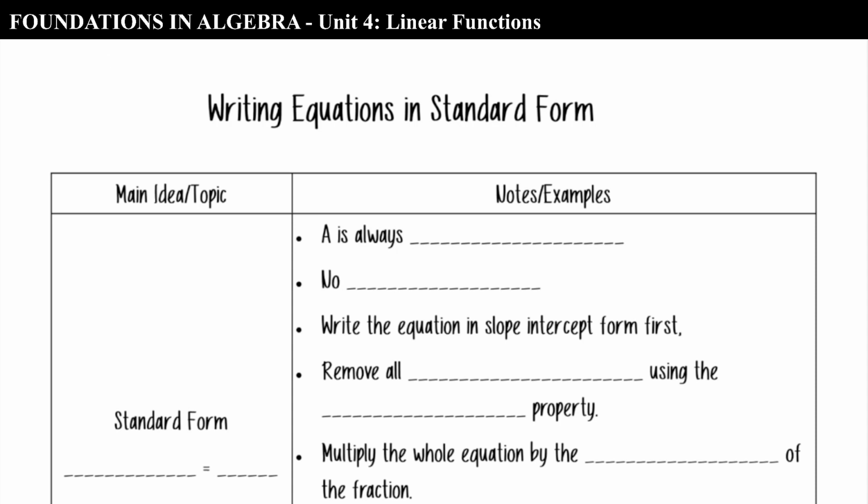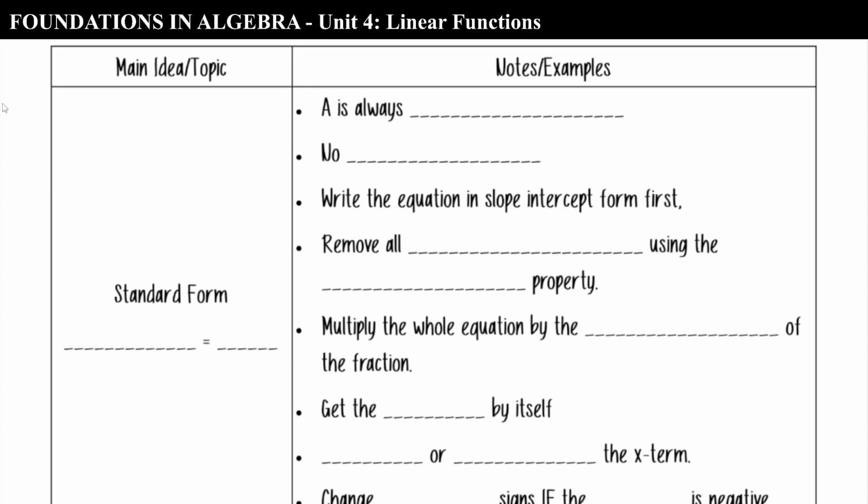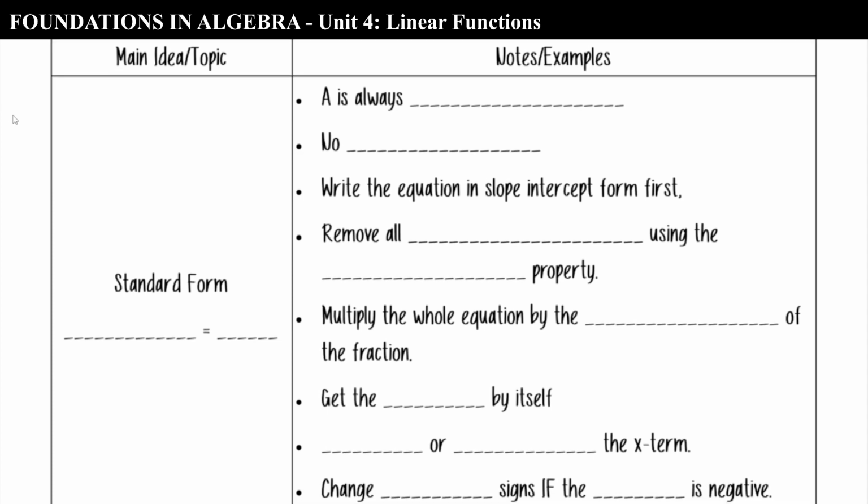So let's go ahead and start off by just talking about what standard form looks like. Standard form is the form where we have ax plus by equals c. Now in this form, a is always going to be positive. You always lead with a positive number. You also do not want to have any fractions in this form. A, b, and c all must be whole numbers.